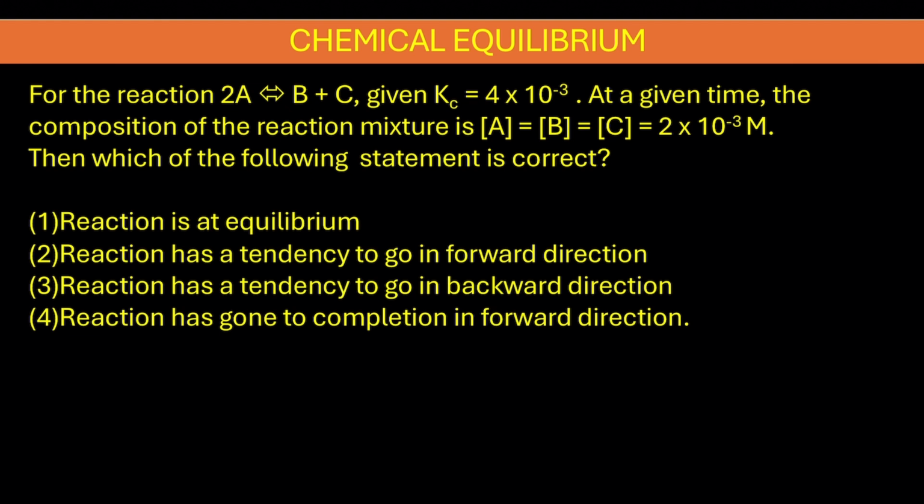For a reaction 2A reversible B plus C, given Kc is 4 into 10 power minus 3. At a given time, the composition of the reaction mixture is given as concentration of A is equal to concentration of B is equal to concentration of C is 2 into 10 power minus 3 M. And what he is asking is, from this given data, which of the following statements is correct?